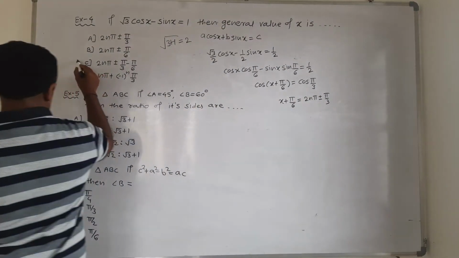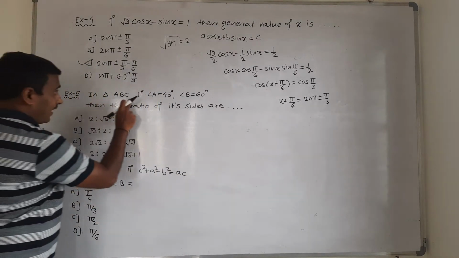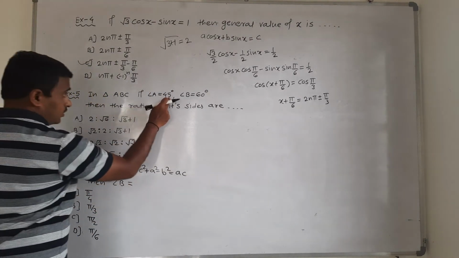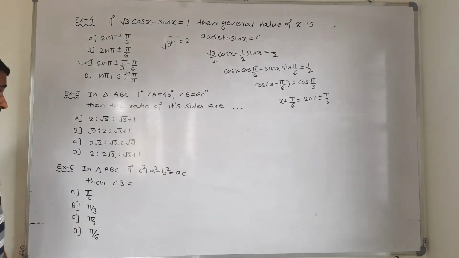That is C option. Check. Just transfer this pi by 6, we get the answer. Next, in triangle ABC, A is equal to 45, B is equal to 60 degree. Then the ratio of its sides are.